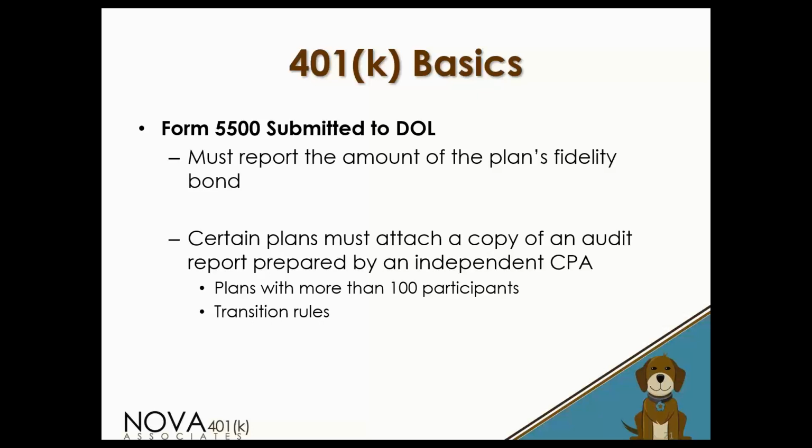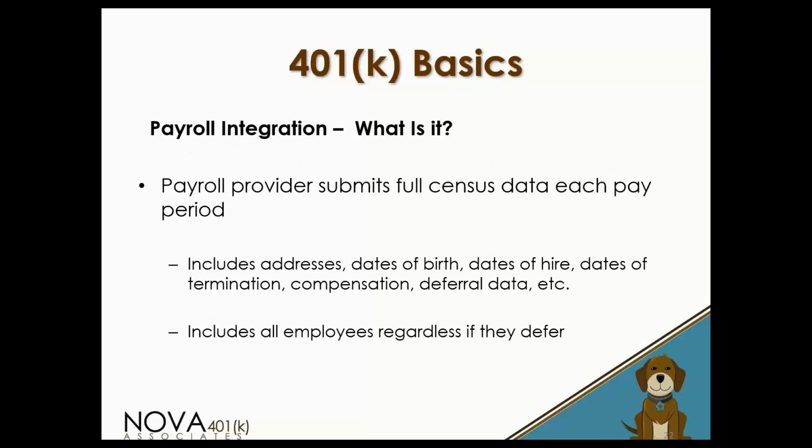There are some transition rules. If your plan starts out as a small plan, but you're close to that 100 mark, and you already filed as a small plan, when you hit the 100 mark, it won't immediately mean that you require an audit. The Department of Labor gives you until you hit 120 people. You'll have a little bit of time to know that that audit's coming up, because the audit certainly takes extra time on your part as plan sponsor to go through with the CPA, and that is also an added expense to your plan. So that transition rule is nice because it gives you a heads up before your plan gets into the audit situation.